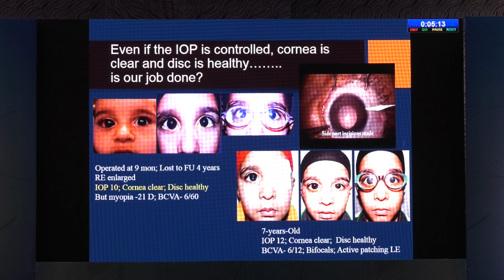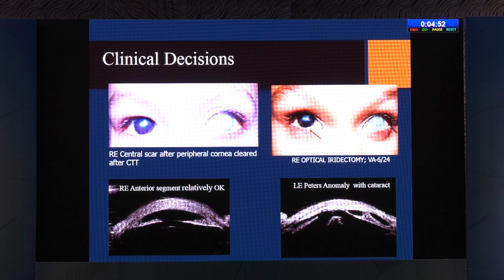So on active patching with a near emmetropic eye now, even though the cornea is so large, you can see the glasses. These are glasses only for near in the right eye. His best corrected vision now is 6/12 on the active patching in the left eye. So your job really doesn't finish anywhere until you push and push for your children to see well, and that's what you're here for. Sometimes you need to make these clinical decisions, and ancillary testing is important.